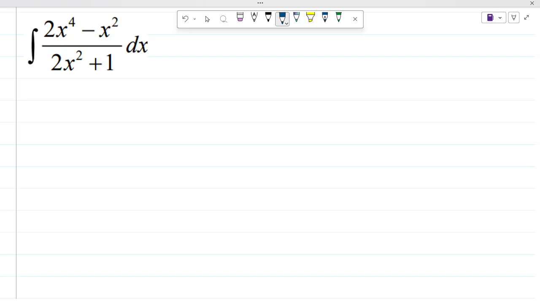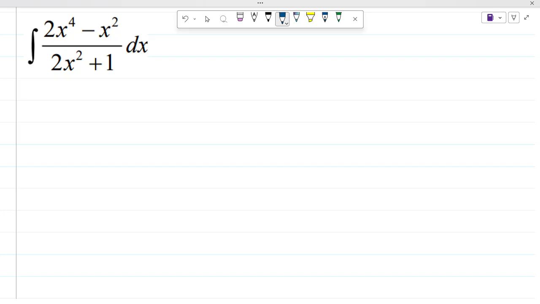So you can see here, if we split this thing, the chances are we'll still have a problem, because we'll still have 2x to the power 4 divided by 2x squared plus 1, which still looks like a problem because of what?